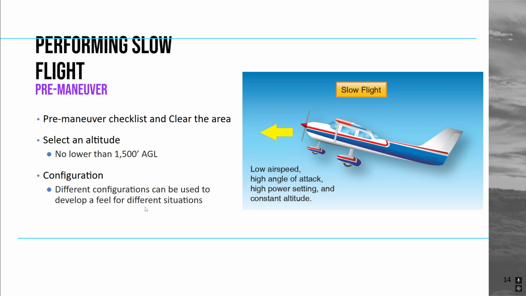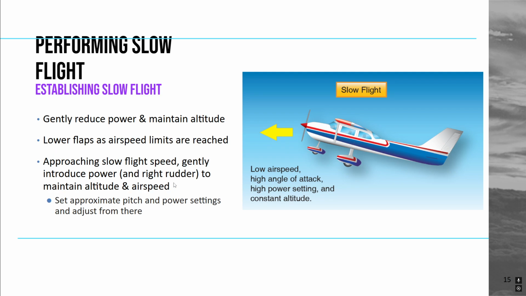So when we enter slow flight, we're going to be using flaps. When we establish, we're going to gently reduce power. Remember, as that airspeed bleeds, we're creating less lift. So in order to maintain our altitude, as we pull power back, we're going to slowly start to bring that nose up as the airspeed starts to go down. And that will allow us to maintain our altitude. As the airspeed falls, we'll lower flaps as the airspeed limits allow us to. So for us, under 110 knots, we can go flaps 10, and then under 85 knots, we can go flaps 2 and flaps 3.